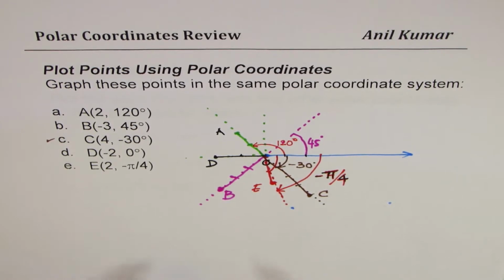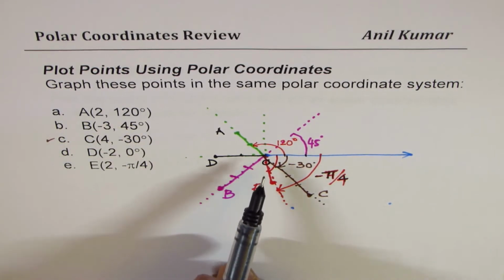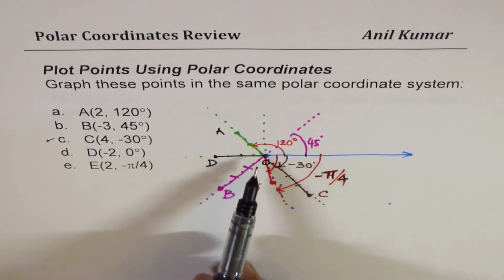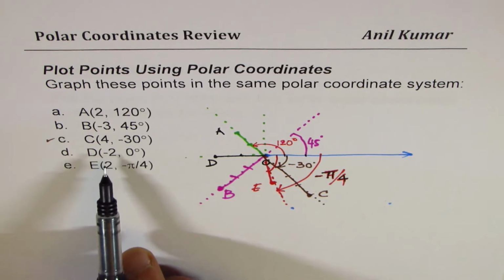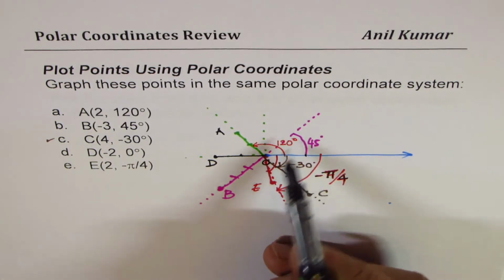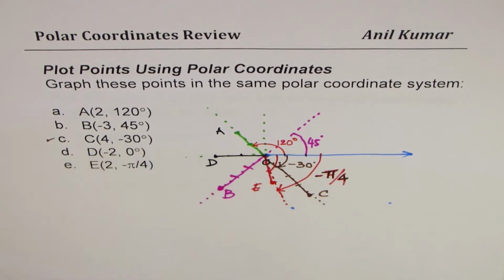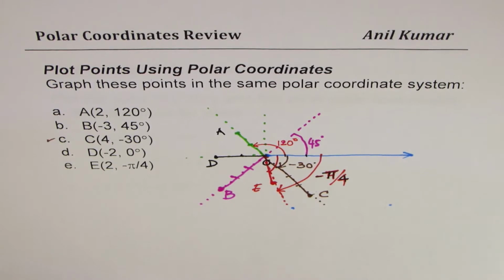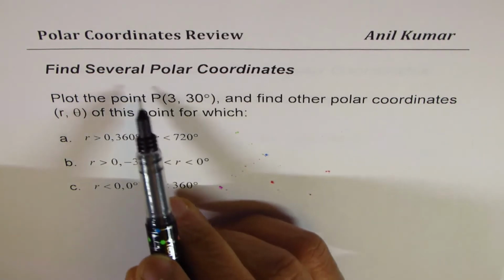So I hope it is very clear that whenever you are representing these points, it is represented as a segment with center at the pole O, right? The terminating arm makes the angle given to us. A minus value of r represents a reflection, right? And a minus angle means you have to move clockwise, correct? So with all this, let's move on to the next exercise, where we'll like to find several polar coordinates.